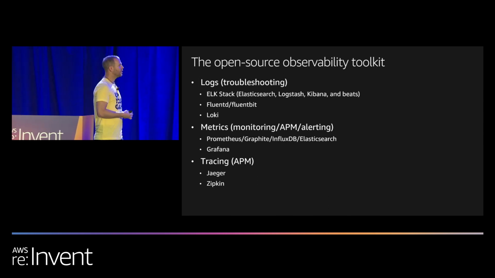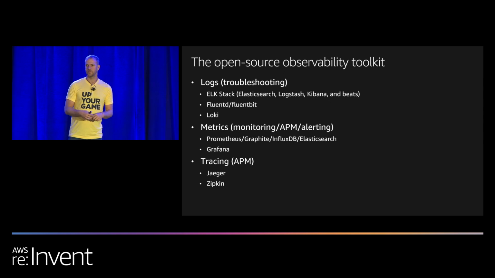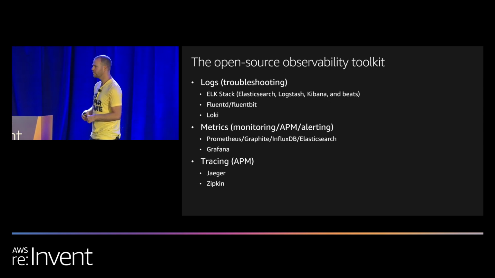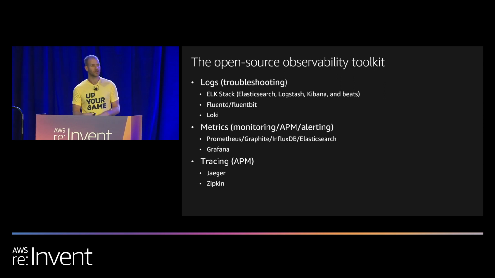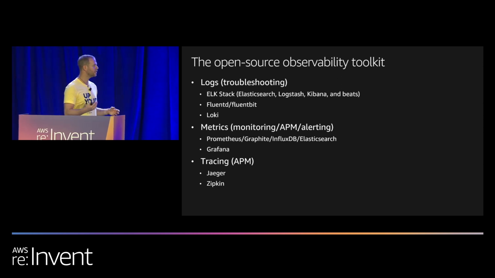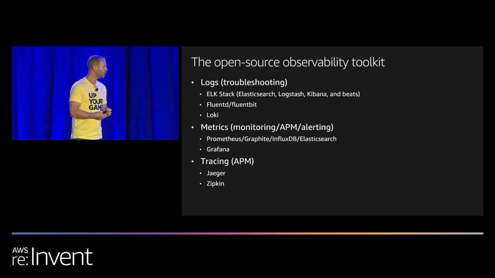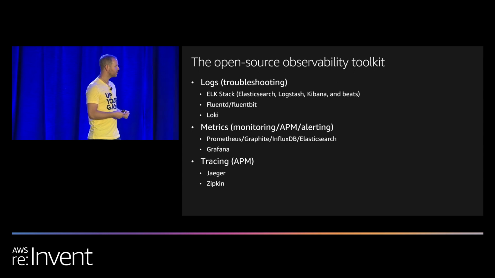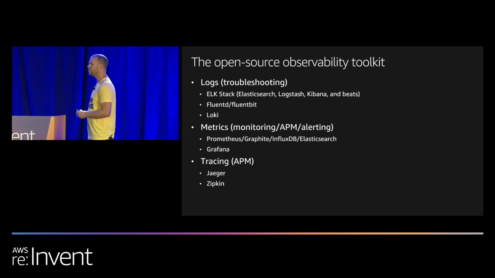Tracing and APM are a relatively new addition to the open source observability toolkit. Two leading products that we see often are Jaeger and Zipkin, both members of the OpenTracing format or community. There are others out there. We see more and more adoption of Jaeger, a project that was done by a few engineers at Uber. And we see more and more adoption.